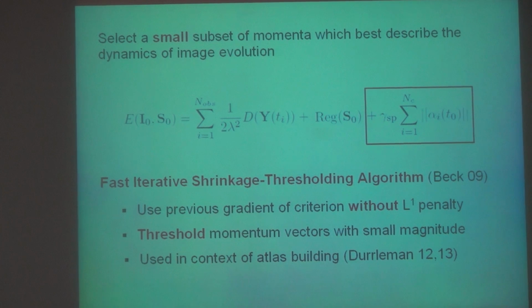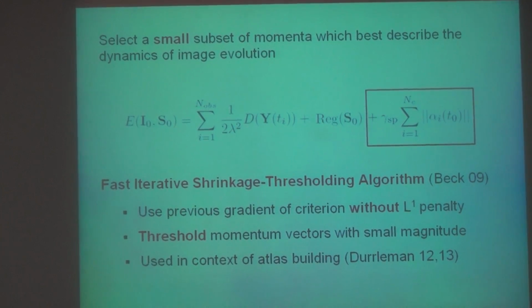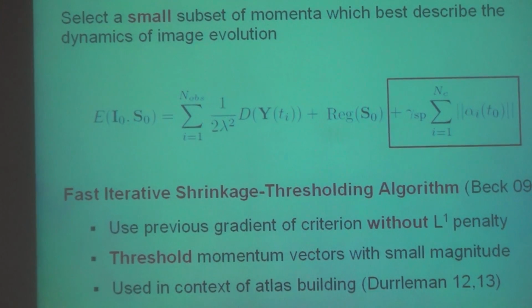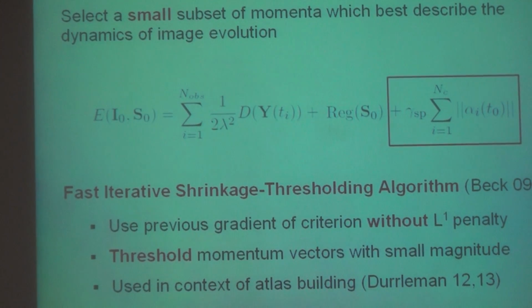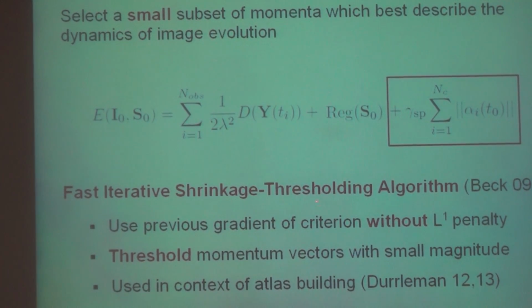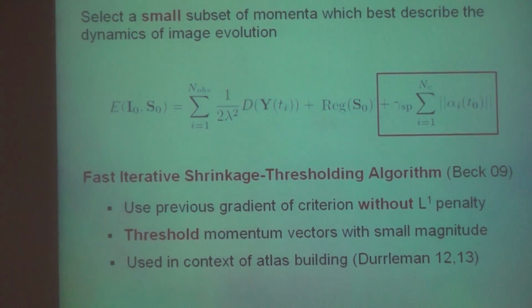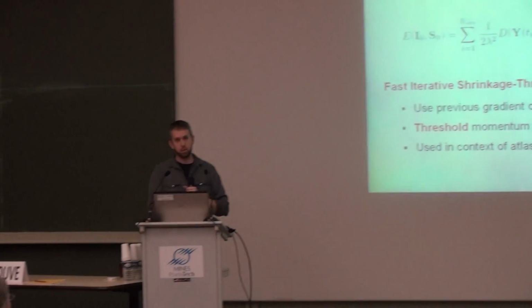And this changes the optimization slightly. It's no longer a convex criterion. And we solve it with the fast iterative shrinkage thresholding algorithm, FISTA, which uses the gradient with respect to just the original criterion without the L1 penalty, and then undergoes some soft thresholding to reduce momenta in general and to zero out momenta with very small magnitude. And this type of sparsity prior has been used recently in the context of atlas building for images and shapes.